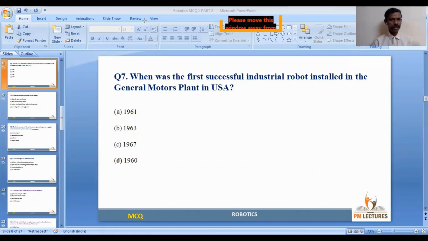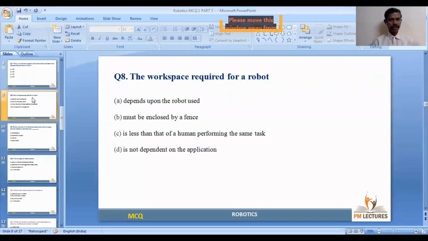So next question, eighth question. The workspace required for a robot. Option A, depends upon the robot used. Option B, must be enclosed by a fence. Option C, is less than that of a human performing the same task. Option D, is not dependent on the application. So the correct answer is option A, depends upon the robot used.